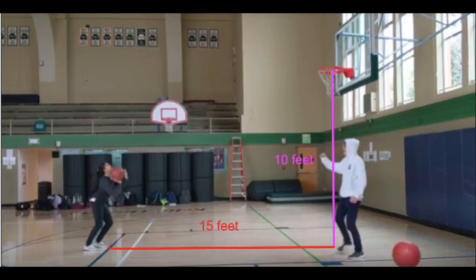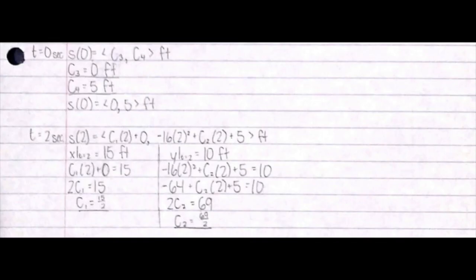After plugging c sub 3 and c sub 4 into the vector, we can use the final position to find c sub 1 and c sub 2. When we plug in the time when the basketball reaches the hoop, t equals 2 seconds, we see that x of 2 is 15 feet and y of 2 is 10 feet. When we solve, we get c sub 1 equals 15 halves and c sub 2 is 69 halves.